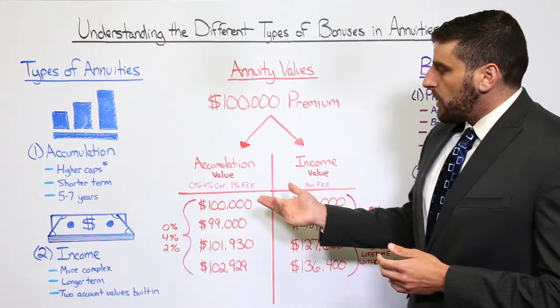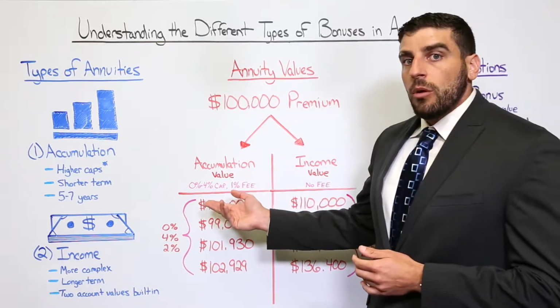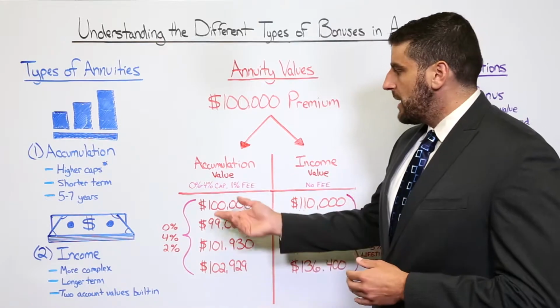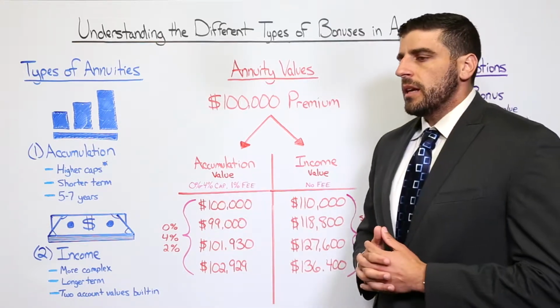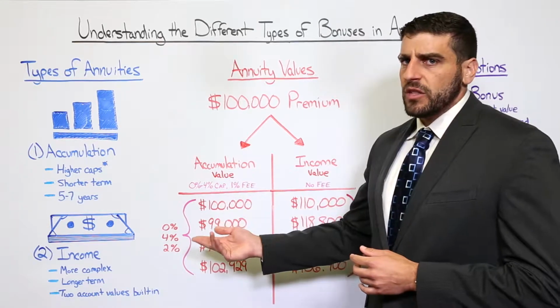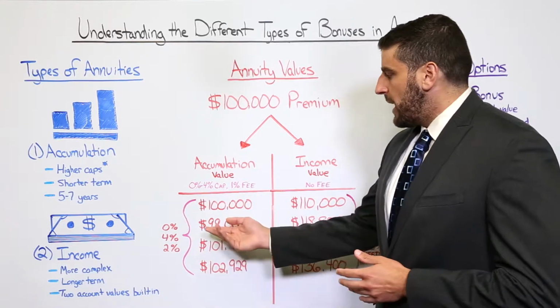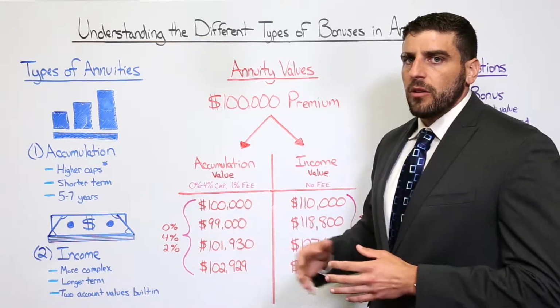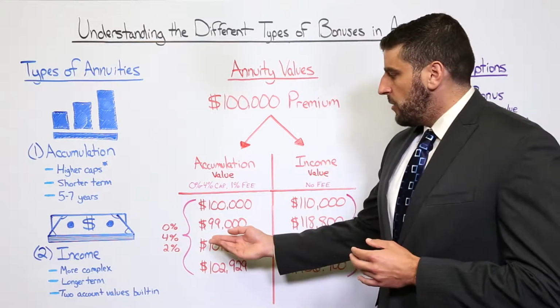Now, not only that, I want to show a 3-year breakdown. So say in this accumulation value, the index earned in the first year is 0%. It was a bad year. We're going to have that 1% fee, so the account's going to go down to $99,000. Second year, we earned 4%.